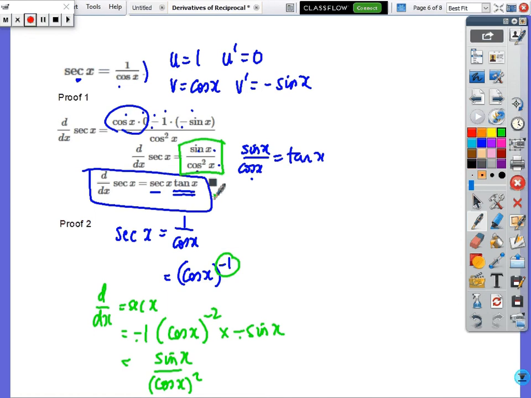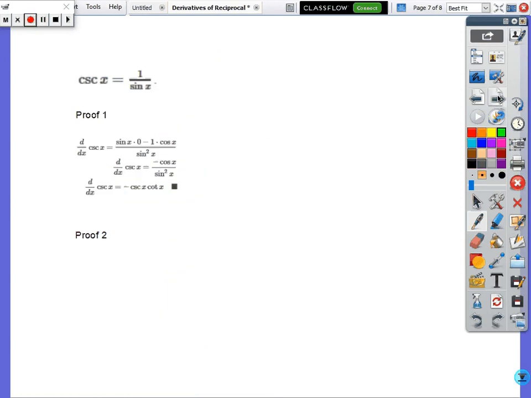Okay, so we'll do the next proof next. Okay, so we've got cosec there, so third way to sine, so it's flip. So u equals 1, so u dash equals 0, v equals sine x, so v dash equals cos x.